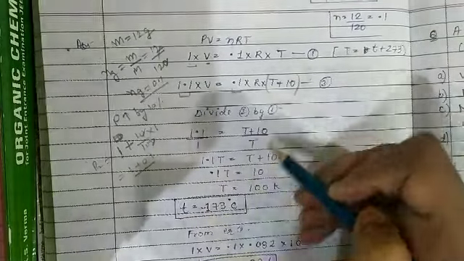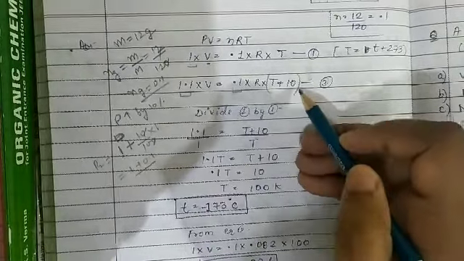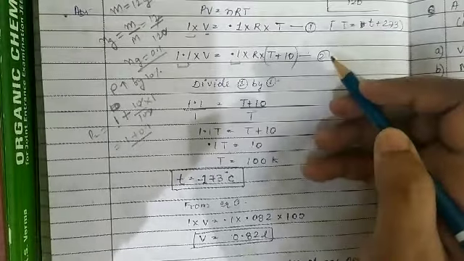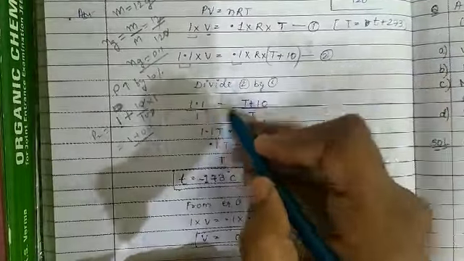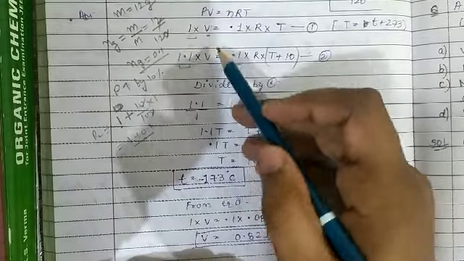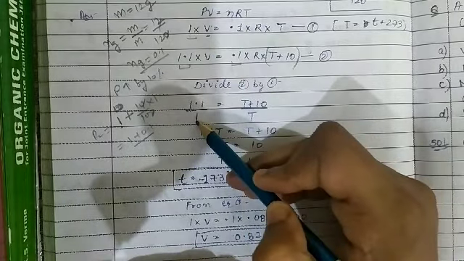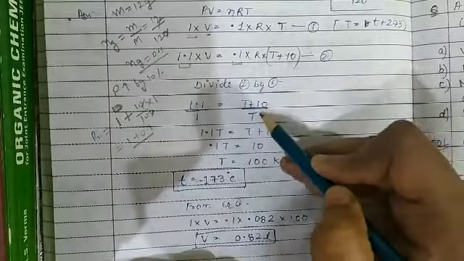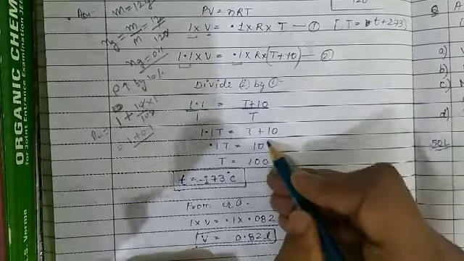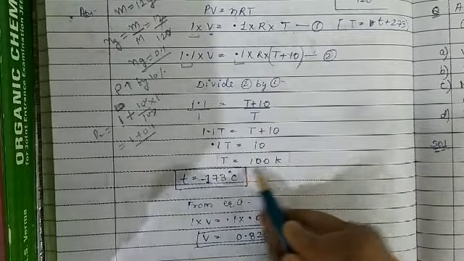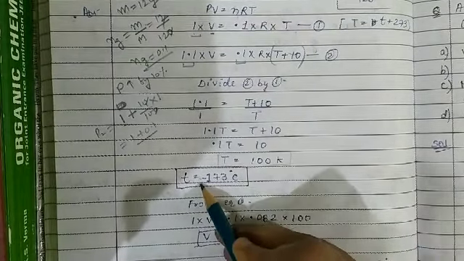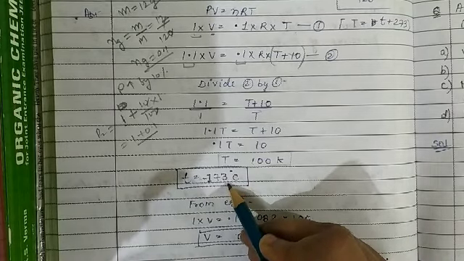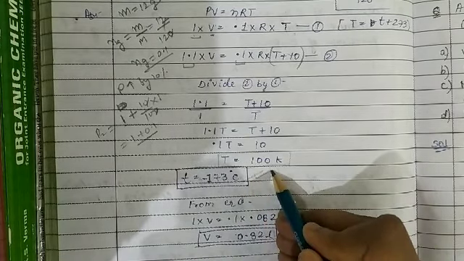Now we have two equations. So divide equation 2 by equation 1. When we divide equation 2 by equation 1, V cancels out, 1.1 upon 1, R cancels out, 0.1 cancels out, T plus 10 by T. Now solving, we get T equal to 100 Kelvin. So in degrees Celsius, how much is it? T is 100, so in degrees Celsius, minus 273, means minus 173.